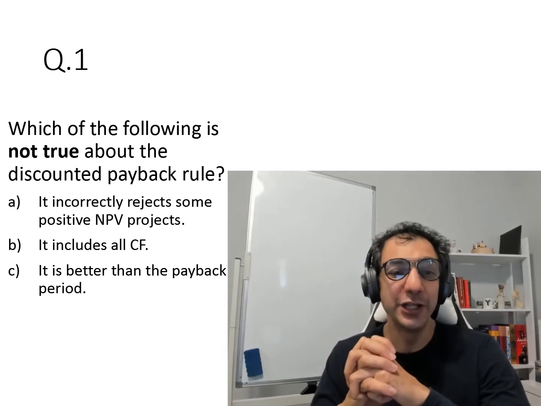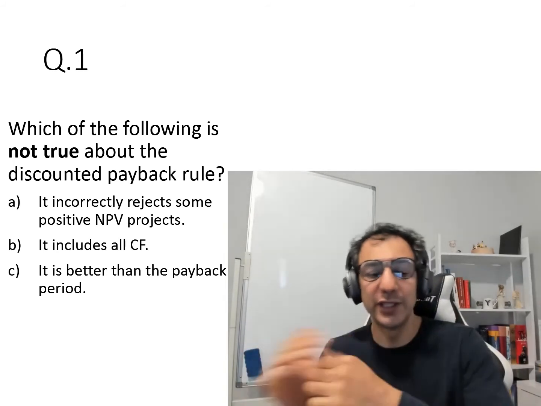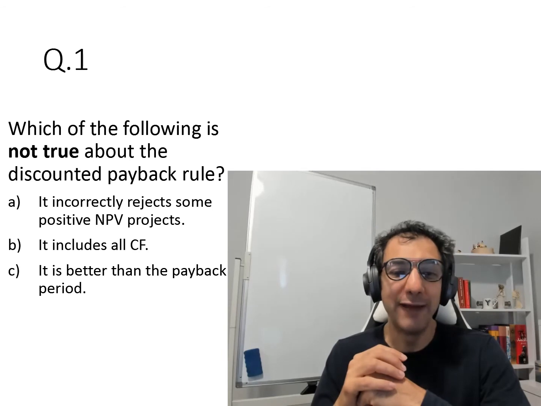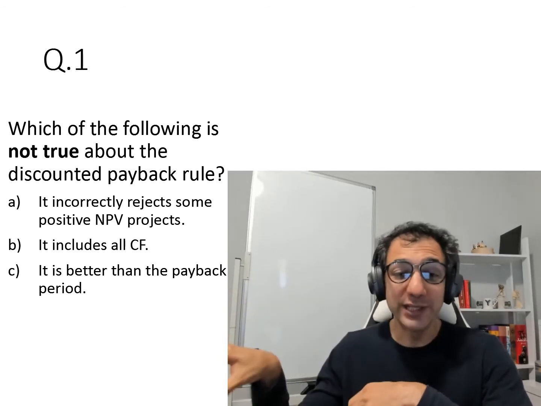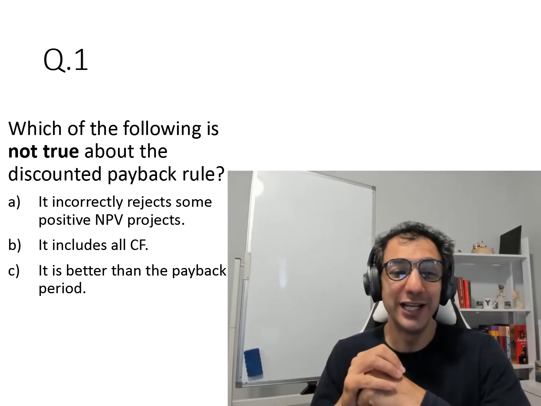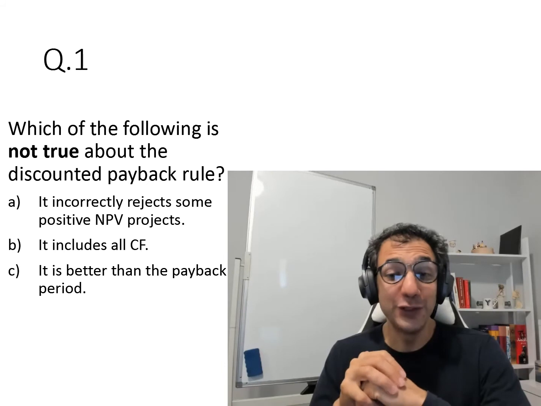A is saying it incorrectly rejects some positive NPV projects, which is true, because if your cash flows are happening after the cutoff point, you might end up having a positive NPV project, but since you're ignoring those cash flows, you might reject the project. B is saying it includes all cash flows, which is not correct.